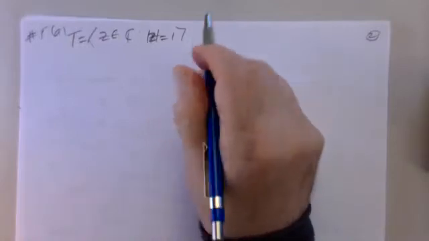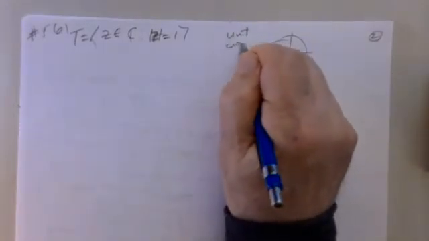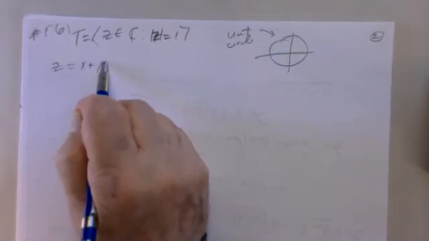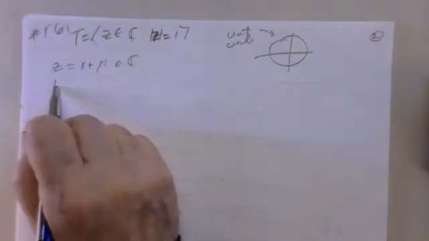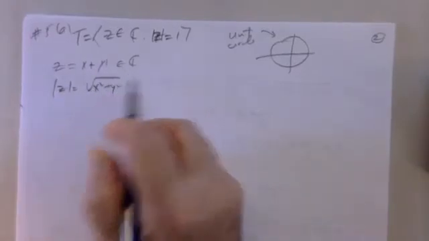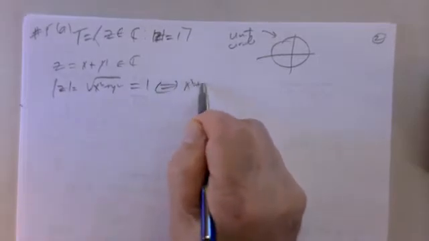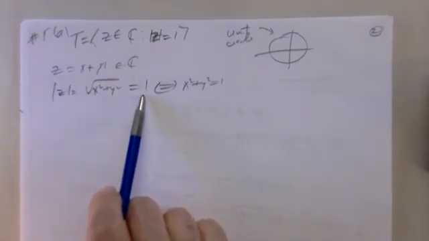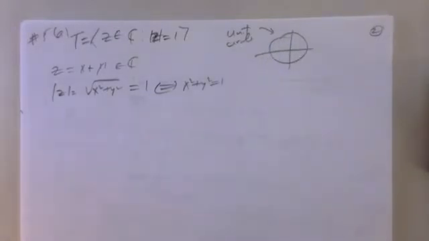So number 5 is to show certain sets are or are not groups. The first set is all complex numbers of absolute value equal to 1. Let me just call that T to give it a name. And there's a nice picture. This is just the unit circle. If you take z equals x plus yi in the complex numbers, the absolute value of z is the square root of x squared plus y squared. And that's equal to 1 if and only if x squared plus y squared equals 1. So the set of complex numbers with absolute value 1 is the set of points on the unit circle.